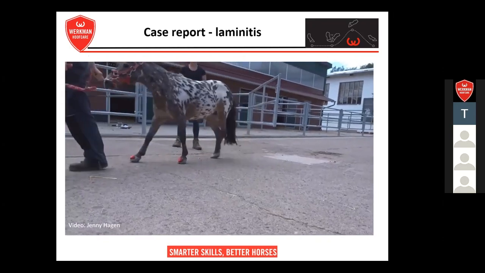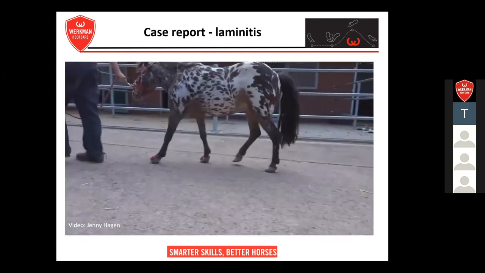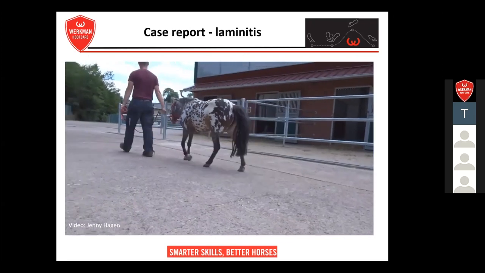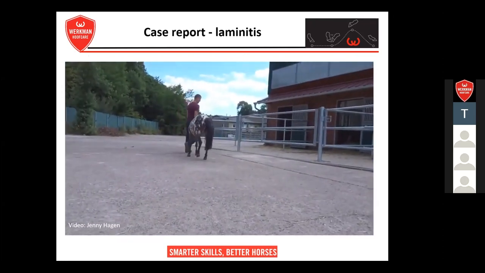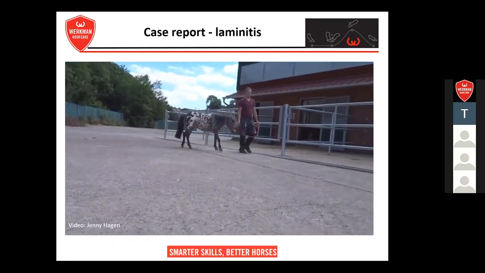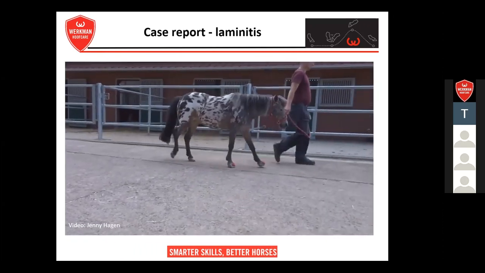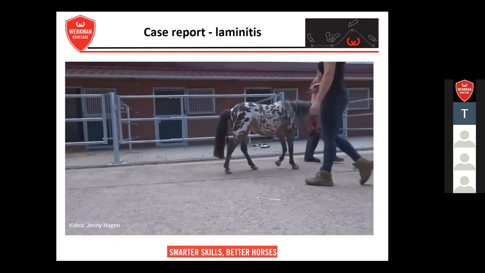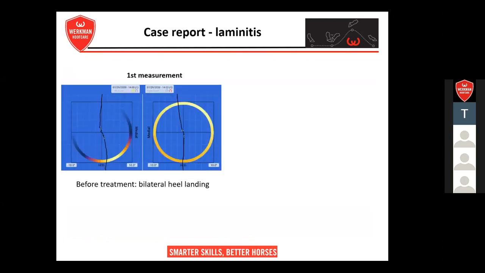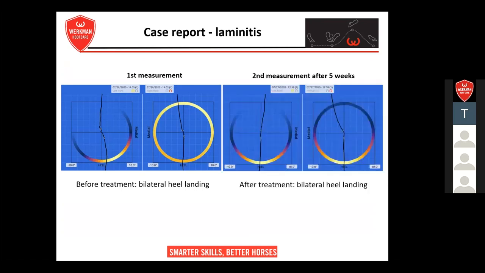Just to show the relevance of these parameters, I have a little pony. Of course, you see it's a laminitis case. This little pony was affected by chronic laminitis. She had it already a few months when we saw her the first time. She had this typical laminitis gait. And if you see her first measurement, she definitely has a heel landing, of course, just to protect the tip of the distal phalanx and relieve the dorsal aspect of the hoof. Before treatment, we had a heel landing.